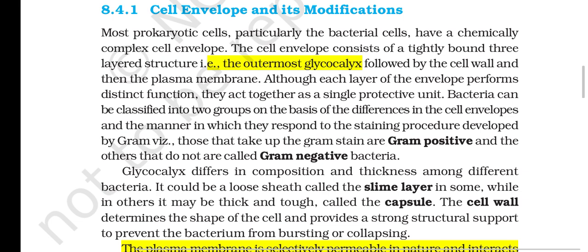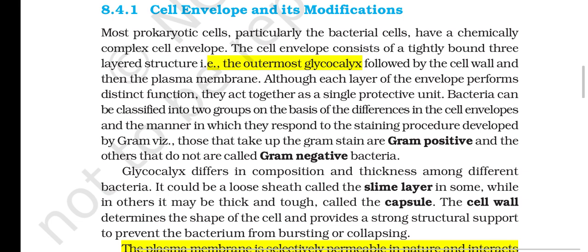Bacteria can be classified into two groups on the basis of the differences in the cell envelopes and the manner in which they respond to a staining procedure developed by Gram, with those that take up the Gram stain are Gram positive and the others that do not are called Gram negative bacteria.